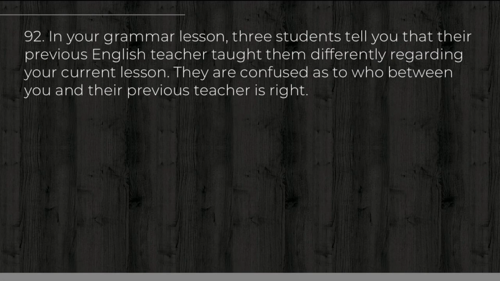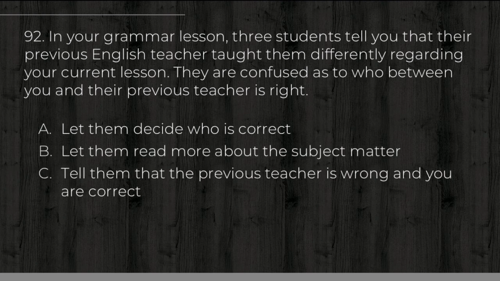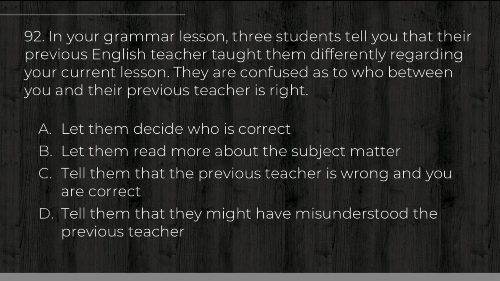Number 92, in your grammar lesson, 3 students tell you that their previous English teacher taught them differently regarding your current lesson. So they are confused as to who between you and their previous teacher is right. Letter A, let them decide who is correct. B, let them read more about the subject matter. Letter C, tell them that the previous teacher is wrong and you are correct. And letter D, tell them that they might have misunderstood the previous teacher.